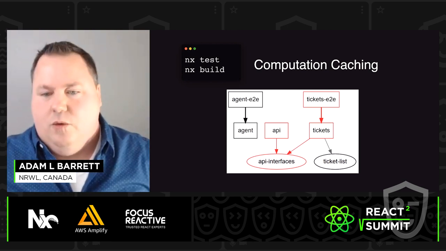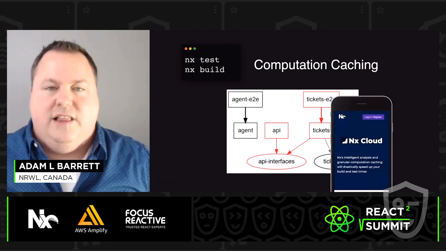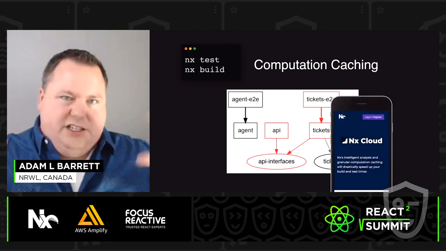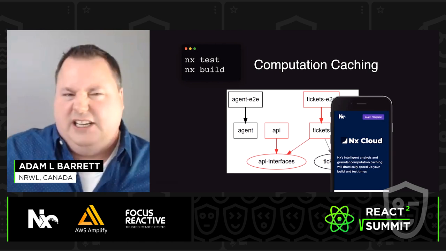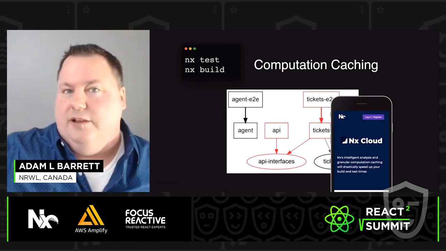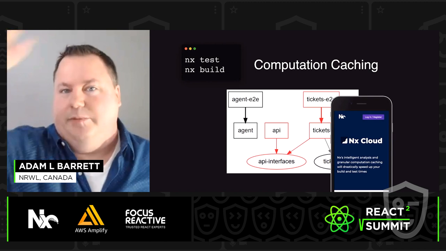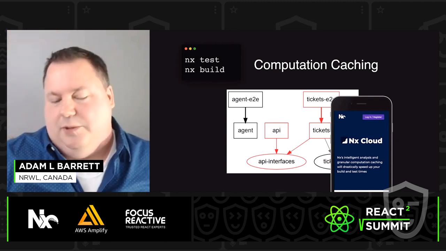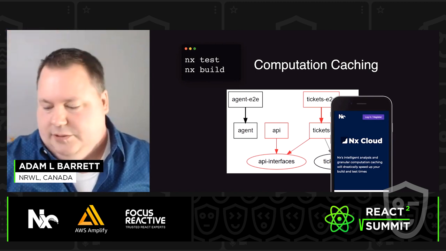And then we can take that one step further with an offering we have called NX Cloud, which takes those computations and puts them in the cloud. So if I run a build that takes 7 minutes on my machine and then my coworker immediately runs that same build, theirs will be almost instant, because it'll just download the result from the cache and display it immediately or put it into the build or whatever it needs to be.